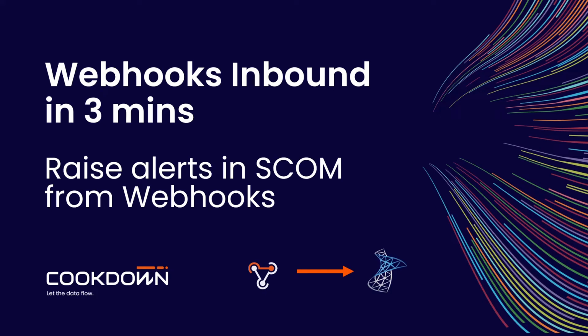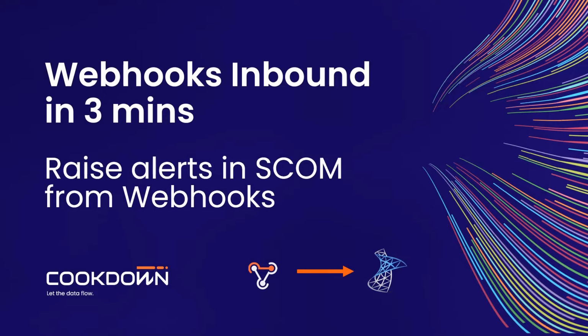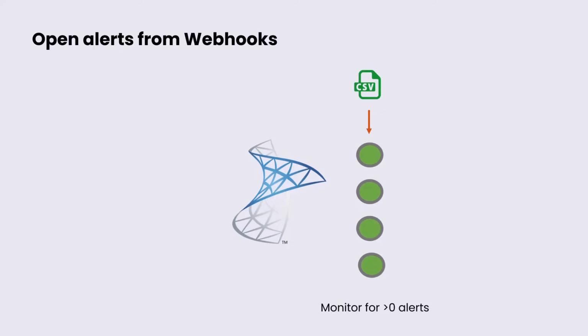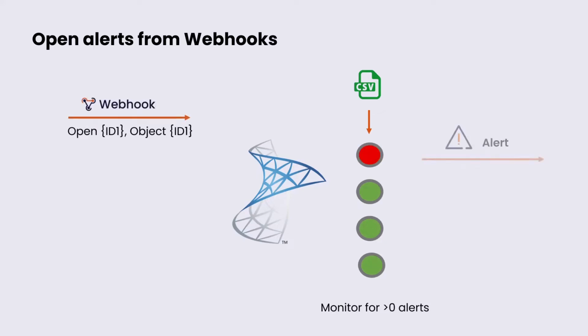In this video we're going to look at raising alerts in SCOM from Webhooks. It starts off by creating objects from CSV files in SCOM that represent the objects to monitor. We then layer monitoring on top that monitors for alerts, which means that when webhooks are received, they can change color accordingly as alerts are received.